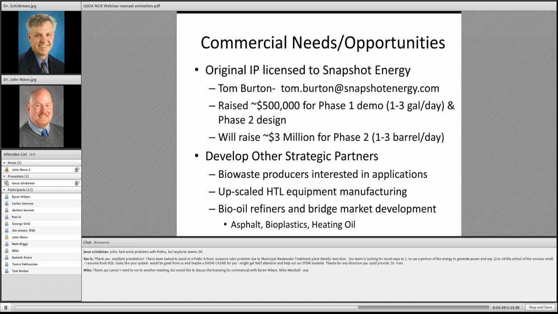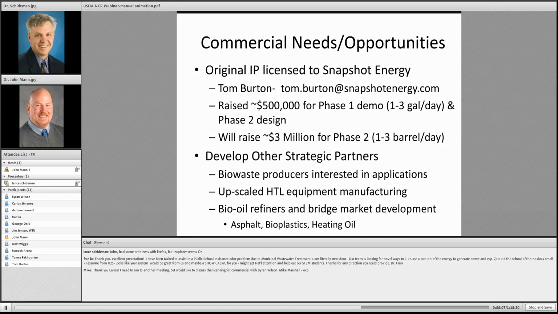So obviously there's need for entrepreneur and investor input at that point. Right now we're pretty focused on phase one, but phase two planning will occur during this year, and hopefully implementation sometime next year. And then we're always looking to develop strategic partners, bio-waste producers that are interested in application of this technology.